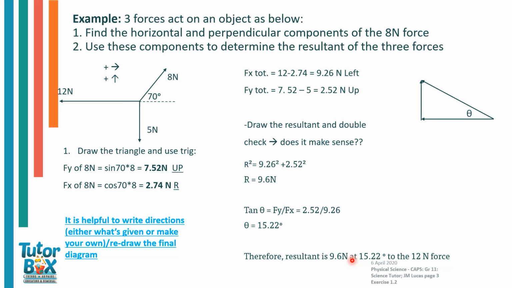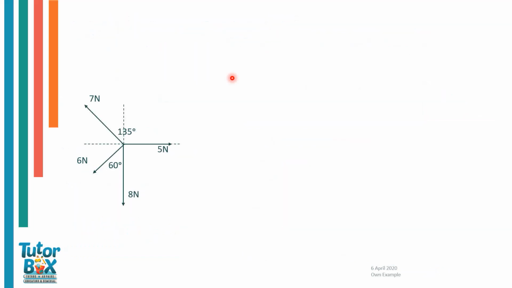You can write this answer in multiple ways. How I've written it is that the resultant is 9.6 newtons at 15.22 degrees to the 12 newton force. You could do it from the y-axis as well. You could make it a bearing, however you wanted to do it. Another thing I just wanted to say is it is good to label 1 and 2 to separate it, and the neater you write your work, the better.